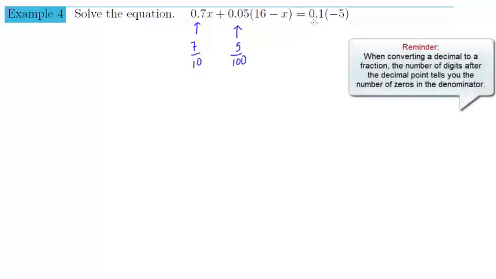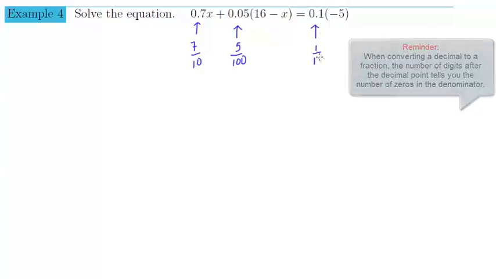Okay, so here's the last example for this topic, and we finally got into an equation with decimals. Now, essentially decimals are just fractions. Okay, each one of these decimals you can think of as a fraction. 0.7 is 7 over 10. 0.05 is 5 over 100. And 0.1 is 1 over 10.